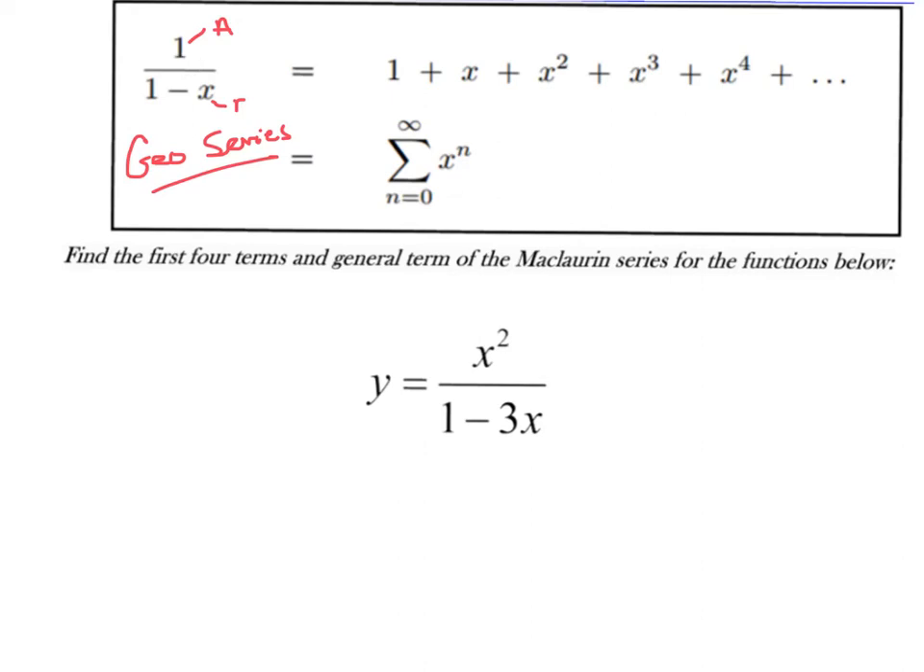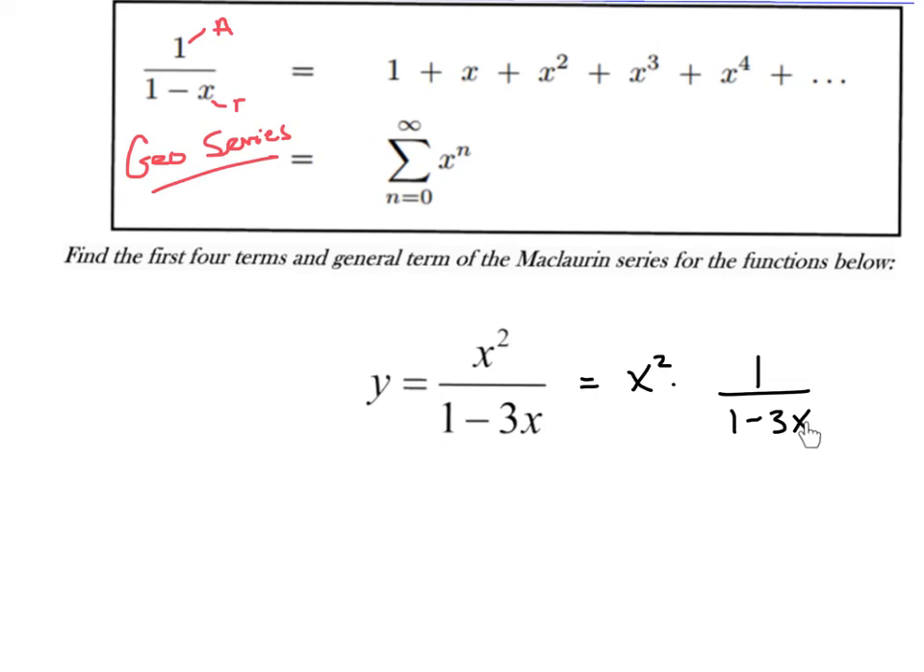Okay? So the first 4 terms for this, well, you can see that 2 things have happened as we've worked from this series to this series. First of all, instead of x, we have 3x, and instead of a 1, we have an x squared. Well, let me rewrite this as x squared multiplied by 1 over 1 minus 3x. And again, you'll notice that I've done nothing that would shift left or right. All I've done is a substitution of, instead of x, I have 3x, and I multiplied by x squared. But nothing that would move us to the left or right, so we wouldn't be able to use the Maclaurin series anymore.